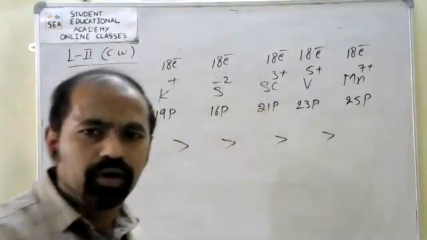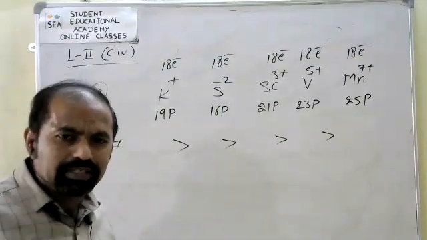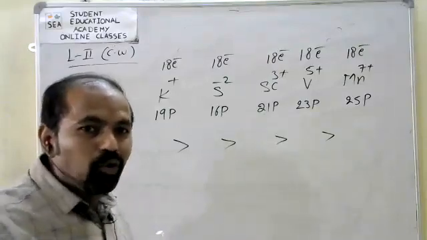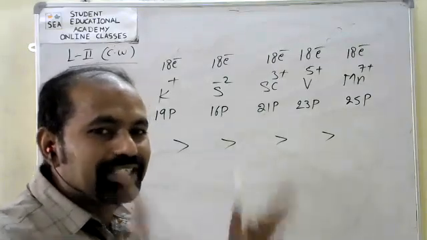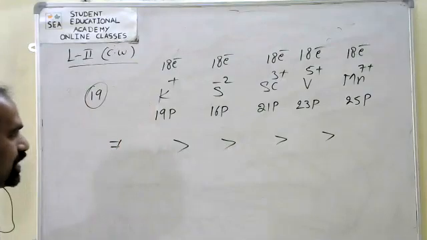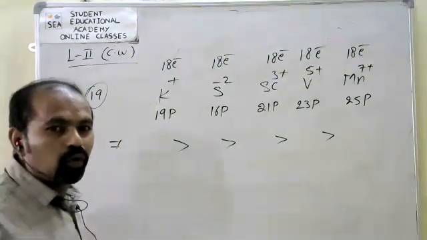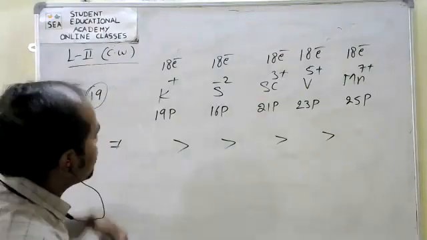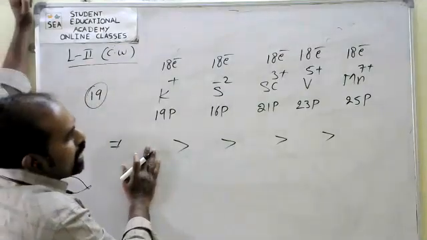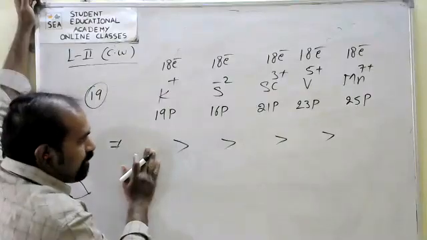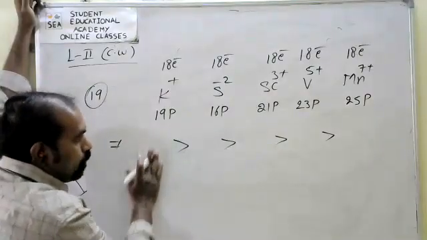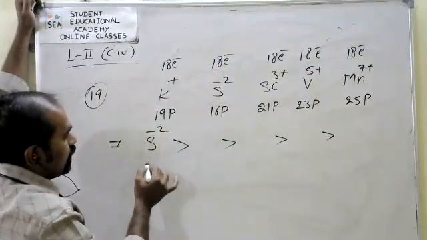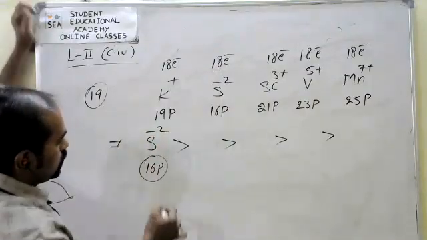25. Now, very simple. Based on protons, we can say the radius. Less protons, more radius. More protons, less radius. Which is the highest radius, first of all? 20, 24. Why? Which is the highest radius out of these? Sulfur. Less protons.